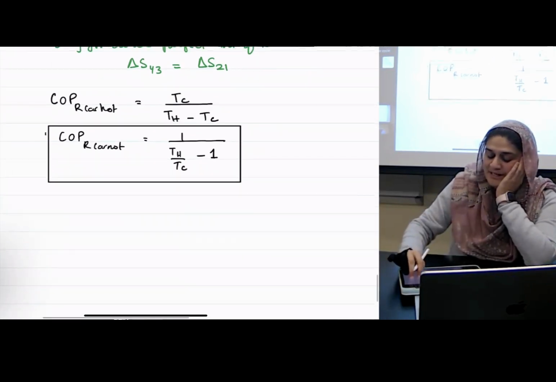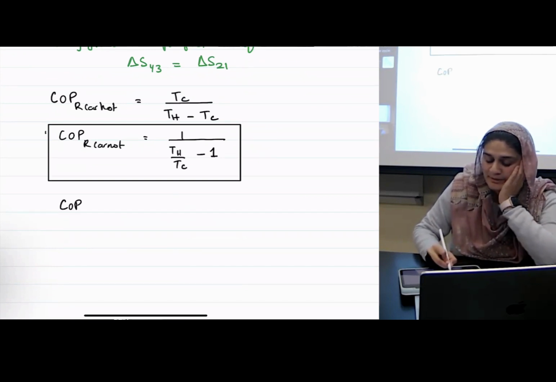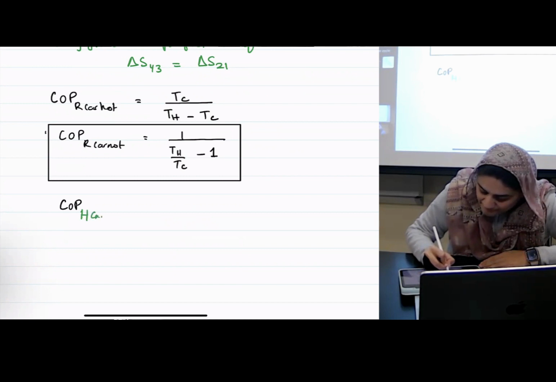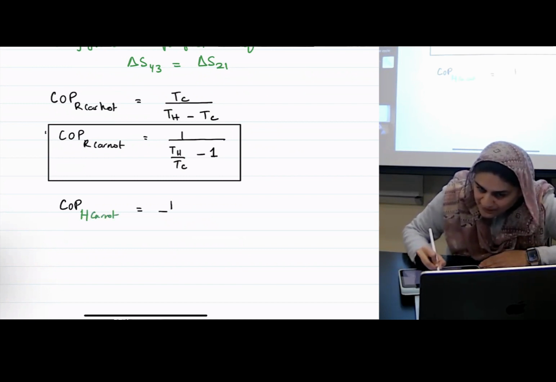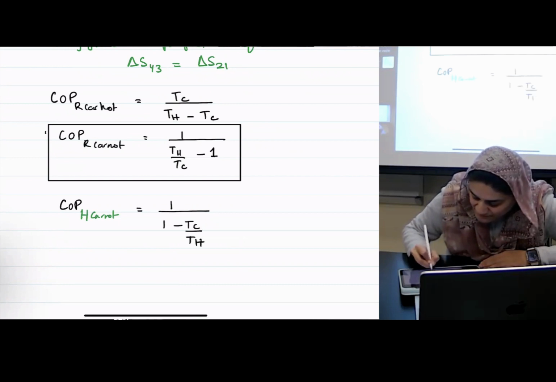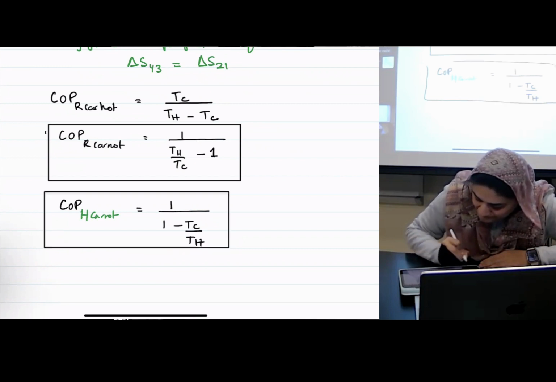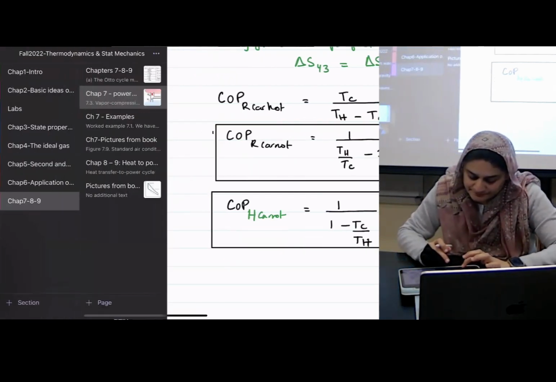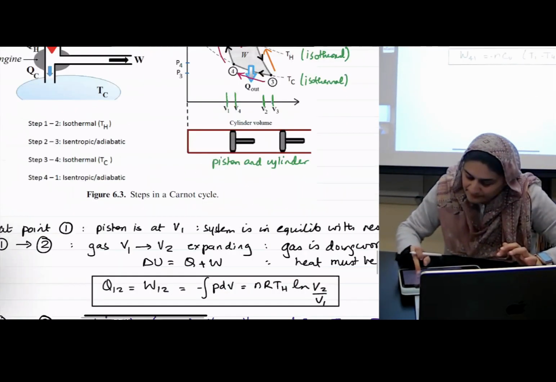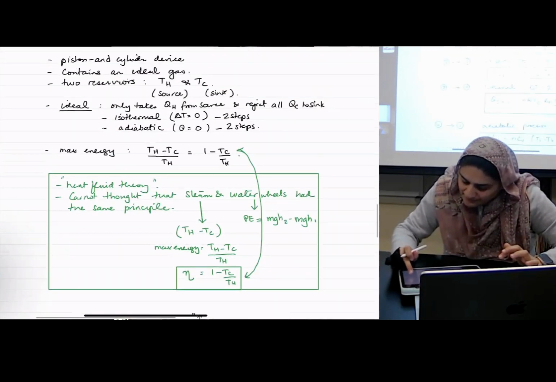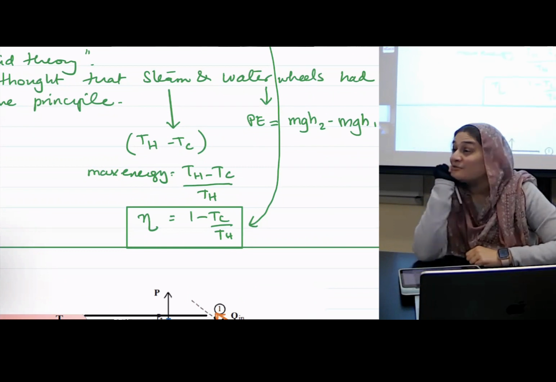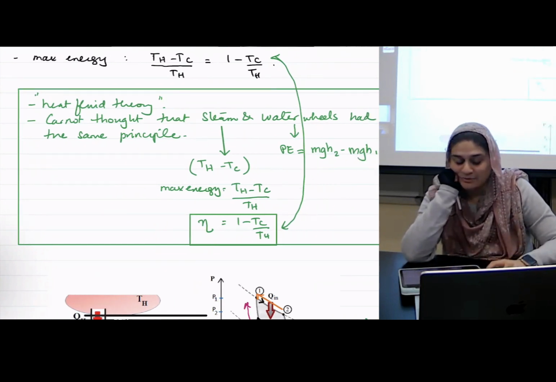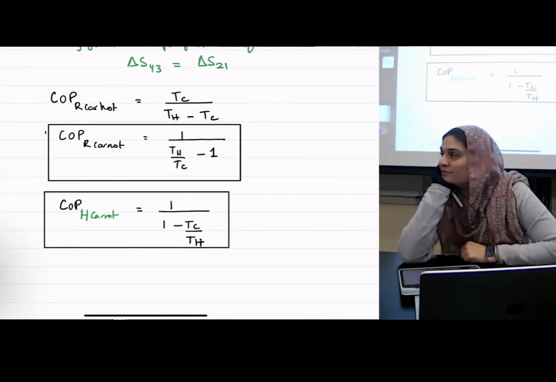We can do the exact same steps and figure out that COP for the heater actually comes out to be 1 over 1 minus TC over TH. Have we seen 1 minus TC over TH before? For the Carnot cycle? We actually write the efficiency. Do you remember doing that? Yes. And I made you put it into a green box. So what's the relationship between COP and efficiency? It's 1 over.